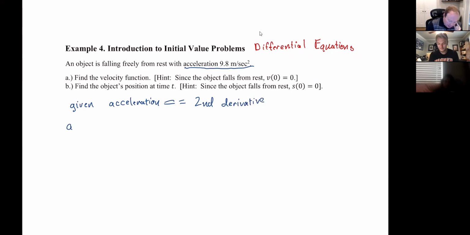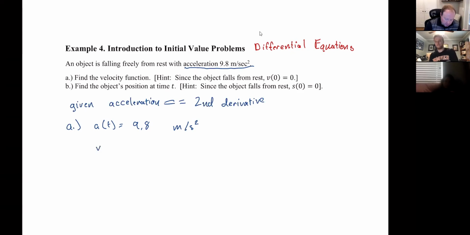So in part A, we have the acceleration at time t is a constant, 9.8, and technically meters per second squared. So let's think about this backwards. What would be the velocity function? Recall that the velocity function is the first derivative. And since the acceleration is a constant, it's pretty easy to go ahead and look at this.